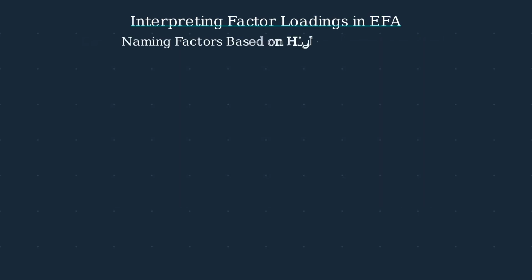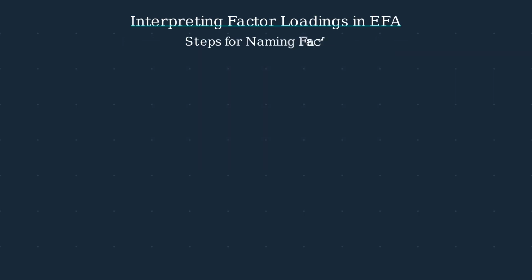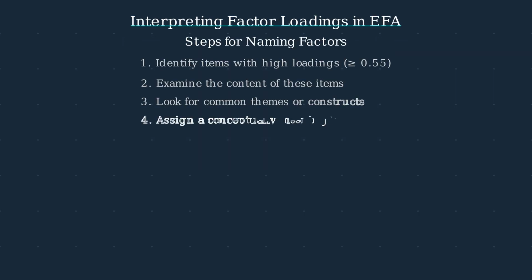To name factors, we examine the content of items with the highest loadings. This diagram shows how variables cluster around underlying factors. The factor naming process follows several key steps. First, identify items with high loadings. Then, carefully examine their content to identify common themes before assigning a meaningful label.